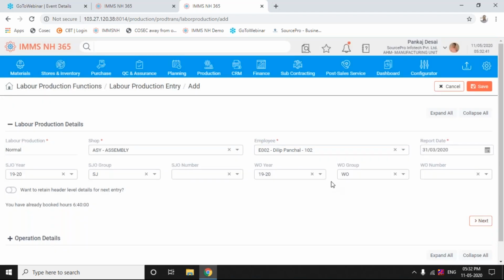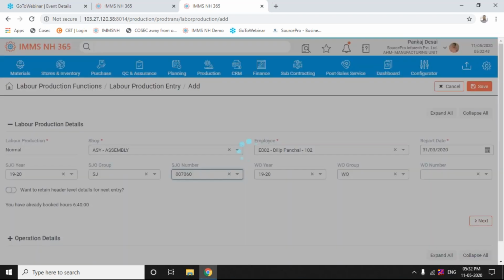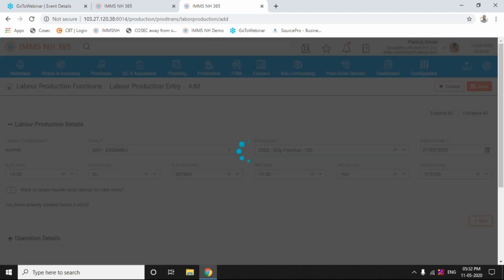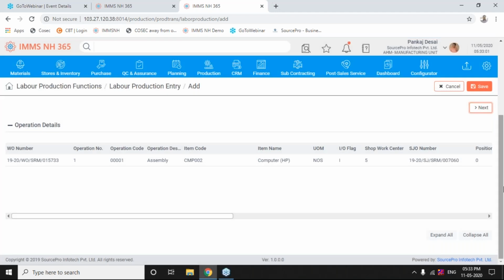What was the work order number? Yes, for which SGO number 7060. Then within that, what is the job work order number 15733, right? And just a minute, just go up.